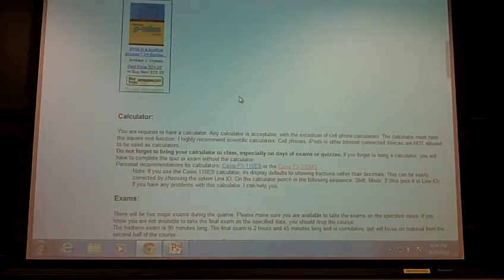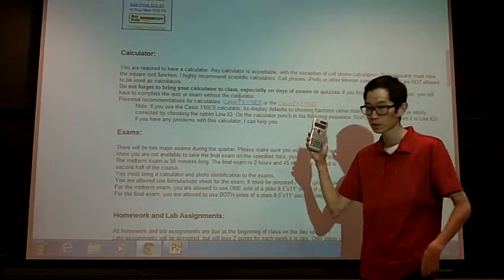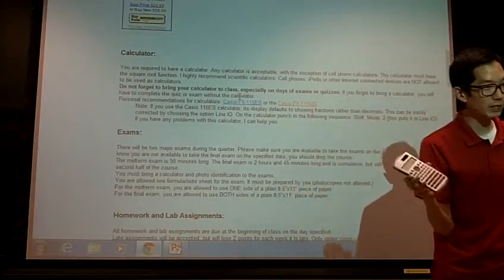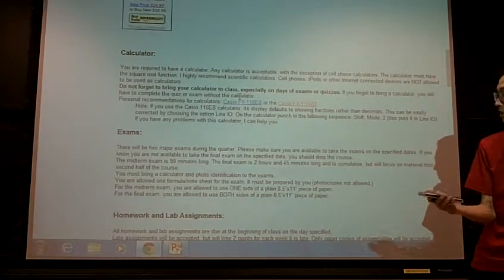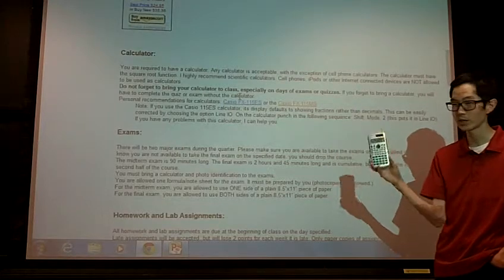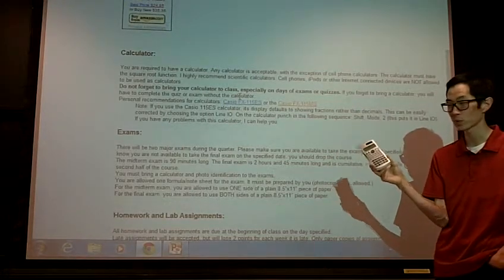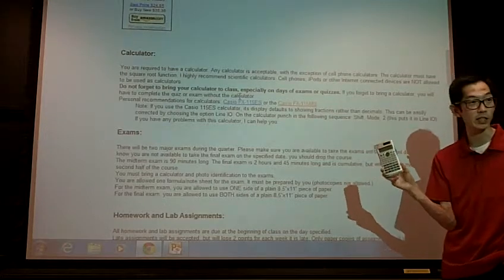You need a calculator for this class. Any calculator is technically okay. I strongly encourage at least a scientific calculator, or if you have a graphing calculator already, that's plenty. You don't need to go out and buy one. But you can buy this calculator for about 15, 16 bucks online. Definitely worth the investment if you don't already have a calculator.